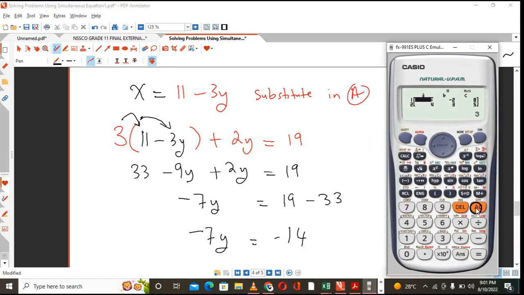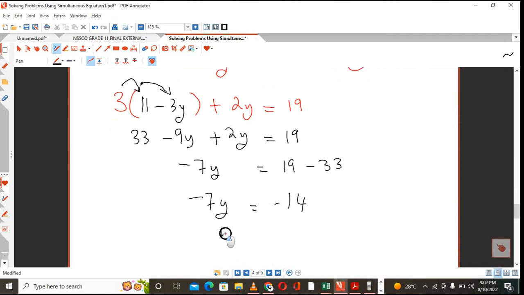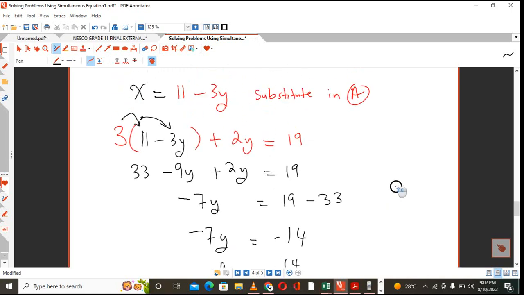You must always make sure with your calculator that is the case, so you do not end up making unnecessary mistakes. Anyway, our value of y can now easily be determined: y would be negative 14 divided by negative 7, or simply 14 divided by 7, because both terms are negative. So y is equal to 2. Once you have one, you can actually find the other.